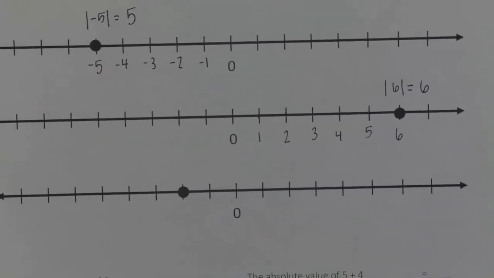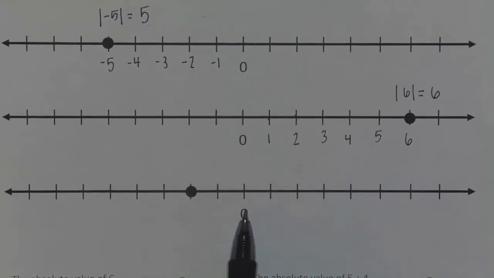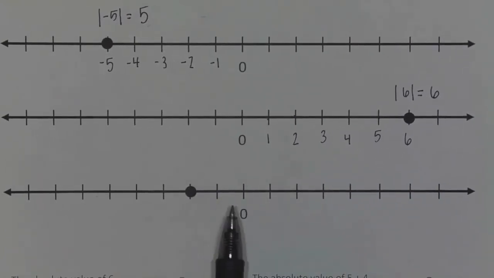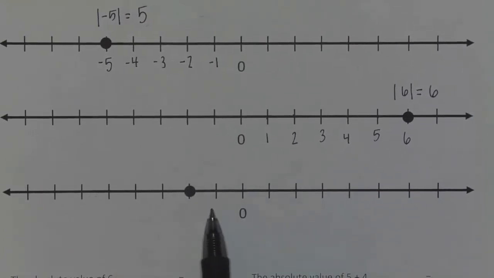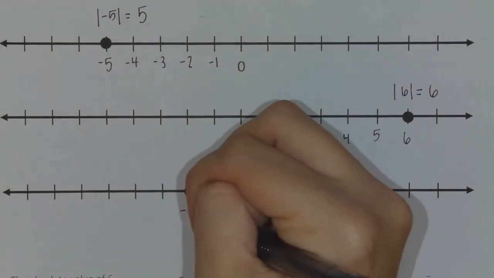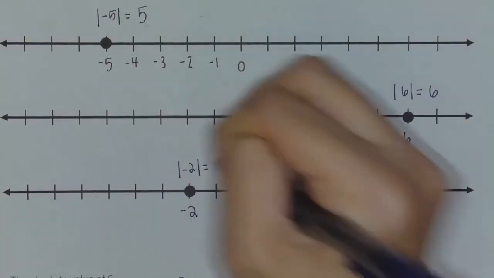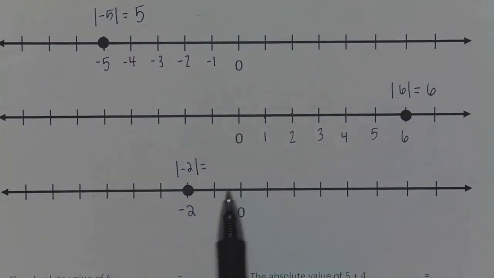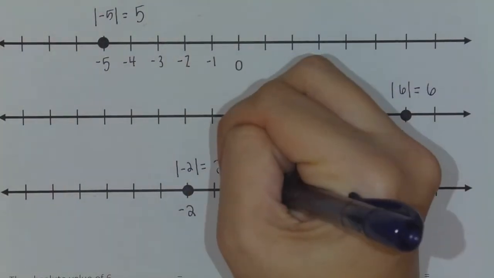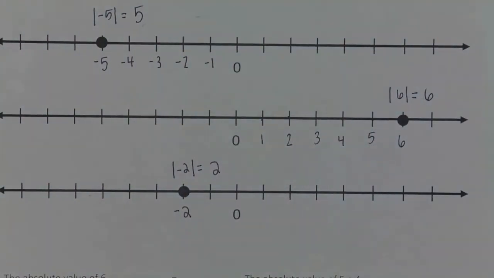All right, let's do our next one. Here is 0. If I'm moving to the left, remember these are all of my negative numbers. So this would be -1, -2. So the absolute value of -2 is 2 spaces away from 0. So the absolute value of -2 is just 2.